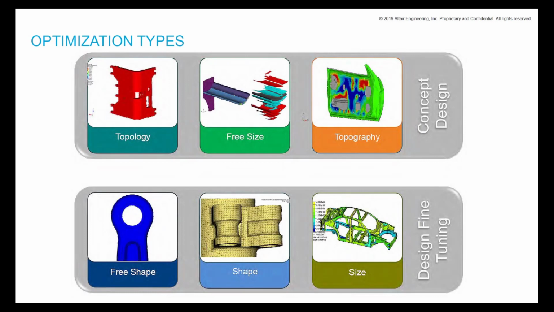Free size is used to optimize 2D structures where the design variables are the thickness of each element. Free shape modifies the structure based on a set of nodes that can move freely on the boundary. Shape modifies the structure based on predefined shape variables to find the optimal shape. Size modifies the structure parameters like shell thickness and beam cross-section to find the optimal design.